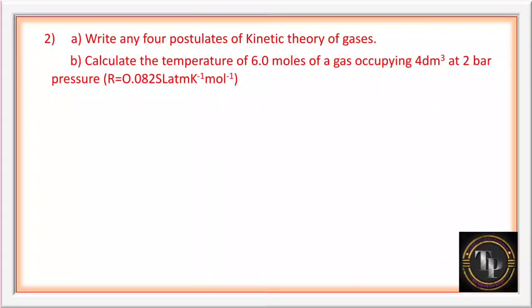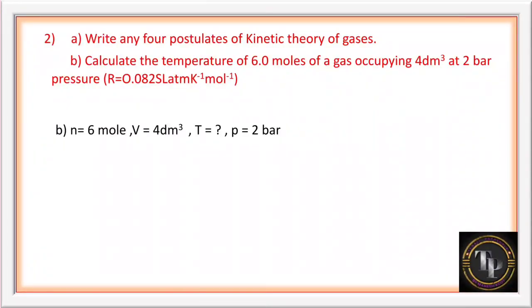Calculate the temperature of 6 moles of gas occupying 4 dm cube at 2 bar pressure. R is also given to you, 0.0825 liter atmosphere per Kelvin per mole. This is the unit they have given to you. Now tell me, what is the given data in the question? 6 moles means n value is given. 4 dm cube, V value is given. 2 bar, P value is given. They are asking temperature.